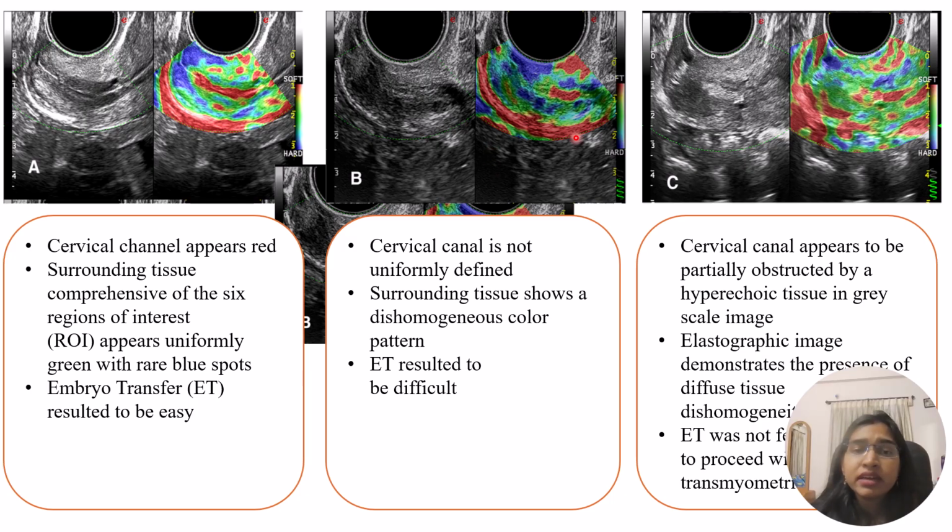In the second case, the cervical canal is not uniformly defined, right? Only this part is there. Then the surrounding tissue shows a dishomogeneous color pattern. It resulted to be difficult.